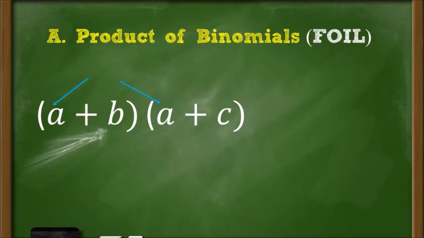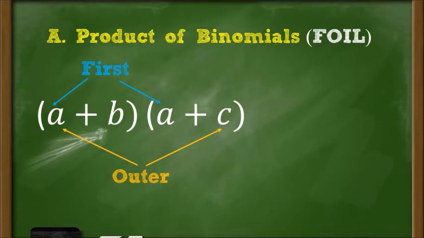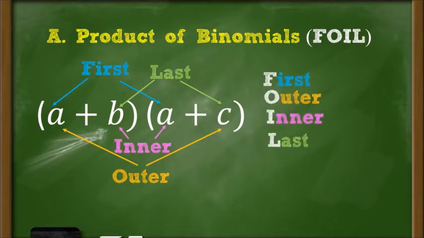Let's identify the first terms, followed by the outer terms, that's A and C. We also have inner terms, that's B and A, pointed on the screen right now. Then we also have the last terms, that's B and C. So that is your FOIL: first, outer, inner, and last. So how do we get the answer or the product of this one?